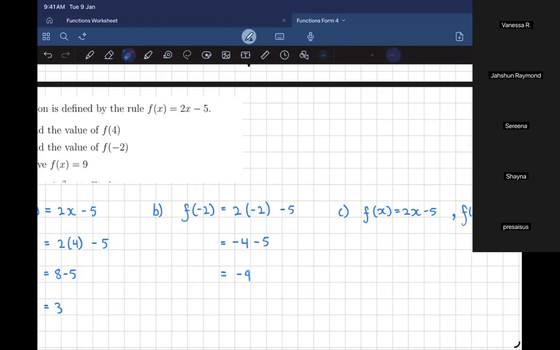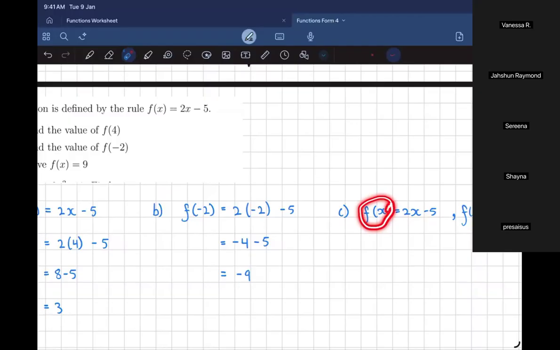2x minus 5. Wait, so we know that f of x is equal to this, and we know that f of x is also equal to this. So instead of writing f of x here, what could I write? You think you know? 9.